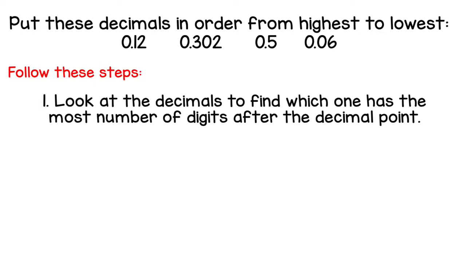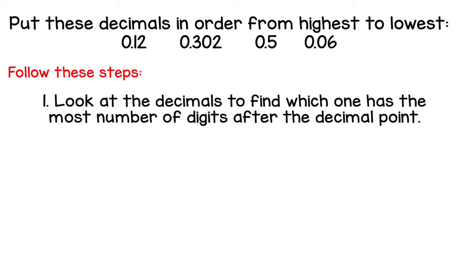Now, we cannot really compare them easily at the moment because they've got all different digits. So 0.12 has 2 digits after the decimal place. 0.5 has 1, whilst 0.302 has 3 digits, so it's a bit confusing to compare them. So first of all, you need to look at these numbers and decide which one has the most number of digits after the decimal place.